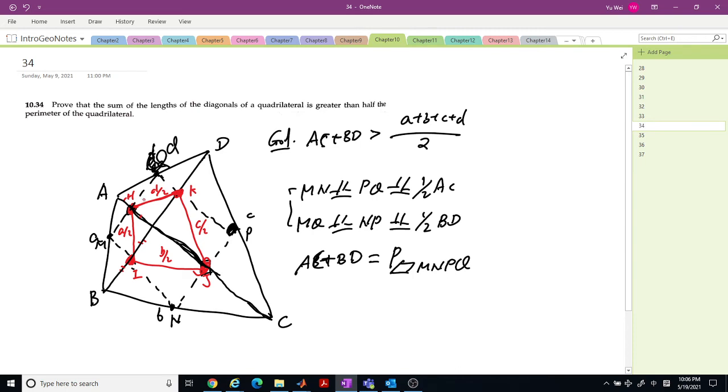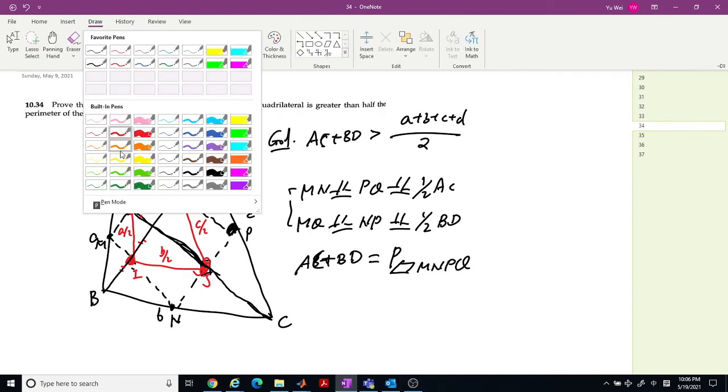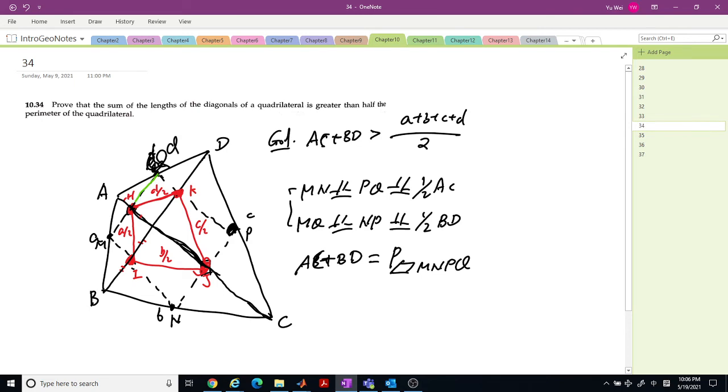So now we can see HQ plus KQ is greater than half of D, right? So that's why, if you see the triangle inequality, you have this one plus this one greater than half of D, and this one plus this one greater than half of C, and this one plus this one greater than half of B, and this one plus this one greater than half of A, right? So that's why you can see AC plus BD, which equals the perimeter of the parallelogram MNPQ, is greater than half of A plus B plus C plus D.